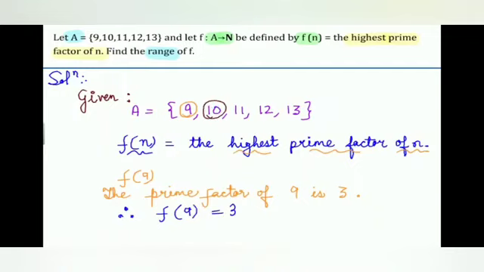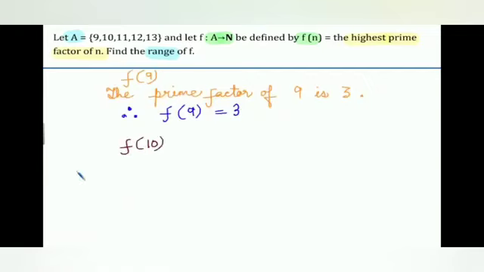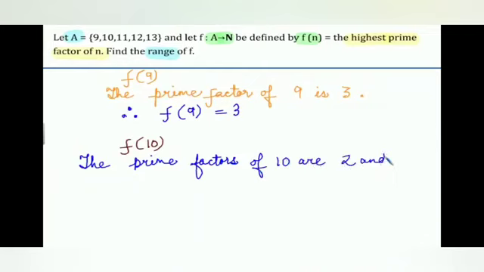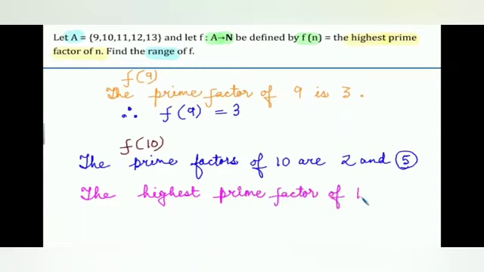Now put the value 10 in our function. The prime factors of 10 are 2 and 5, so the highest prime factor of 10 is 5. So f(10) is equal to 5.